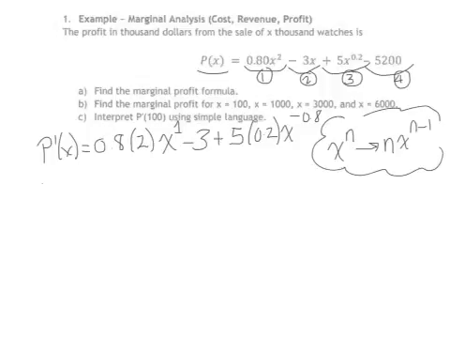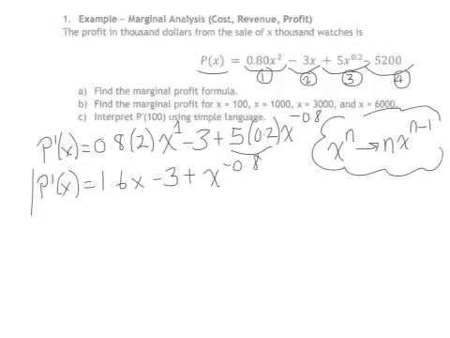So let's tidy this up a bit. So 0.8 times 2 is 1.6x minus 3 plus, now we've got 5 times 0.2 here, x to the negative 0.8. So 5 times 0.2 is 1, so we just have x to the negative 0.8. Yeah, so that's our marginal profit function.